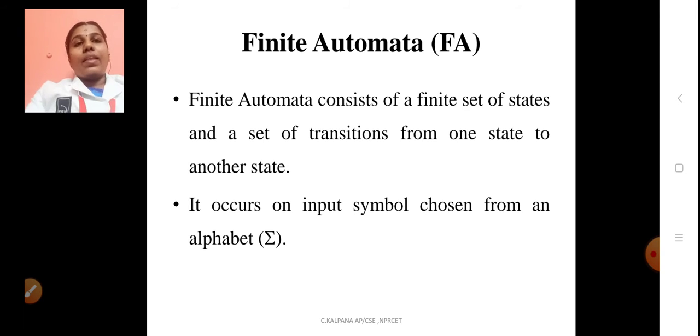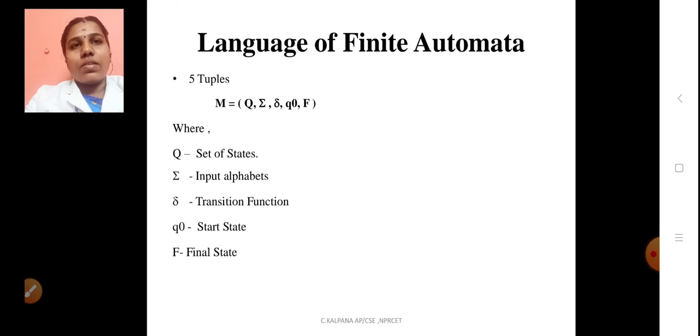And now I will explain the definition of finite automata. It has a set of states and a set of transitions from one state to another state. It is based on the input symbol chosen from the alphabet summation. Summation, as I already informed, means zeros, ones, letters or any special characters. This is the language of finite automata: Q, Σ, δ, q0, F, where Q is the set of states and Σ the input alphabets. δ is the transition function, q0 is the start state and F is the final state.